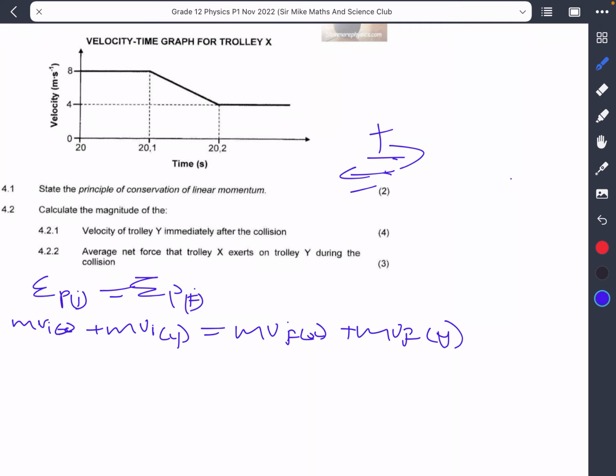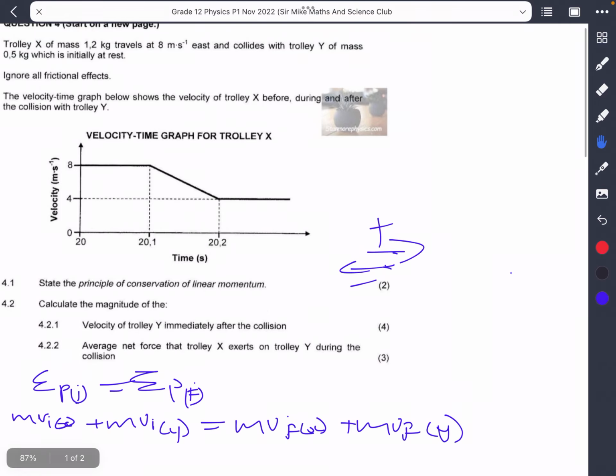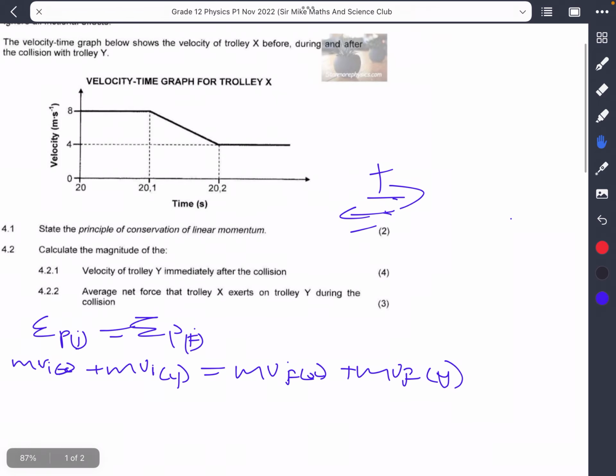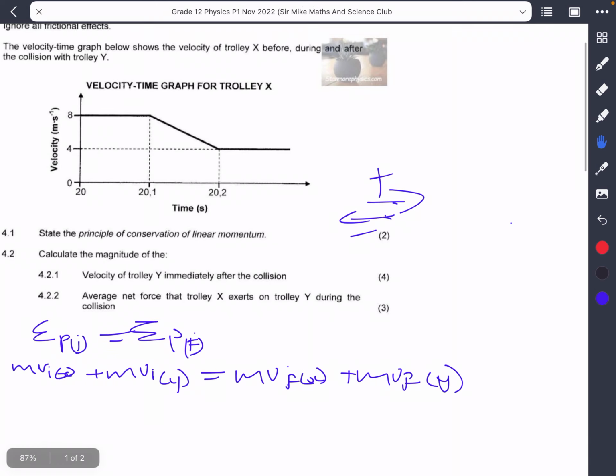The mass for trolley X, as they said, let me scroll up, was 1.2. So I know that the mass is 1.2 kg. In this case, I know the velocity: initially it was traveling to the east.